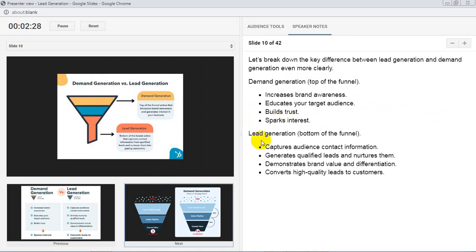Let's break down the key difference between lead generation and demand generation even more clearly. Demand generation, top of the funnel: increases brand awareness, educates your target audience, builds trust, sparks interest. Lead generation, bottom of the funnel: captures audience contact information, generates qualified leads and nurtures them, demonstrates brand value and differentiation, converts high-quality leads to customers.